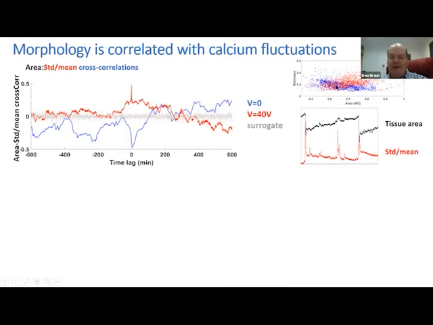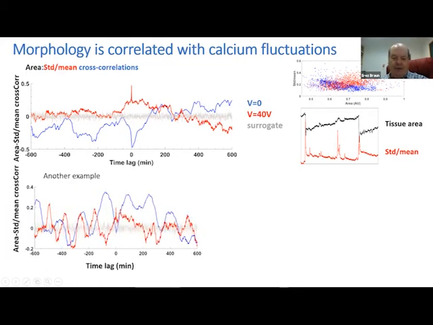Okay, and what you see on the right is a scatter plot that shows exactly what you see here. The red is positively correlated. So this is the area, and this is standard deviation over mean, and the blue is negatively correlated in that case. You can find other examples, for example in the blue here, where the correlation at 0 goes to 0 at 0 voltage, but it develops a time lag. So the dynamics can be much richer than just a direct relationship. And especially I want to point out that there is a time scale of 100 minutes that appears in the system that we see all over the place. I'll show you in a second.